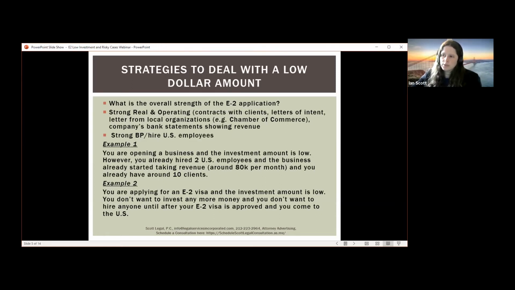So let's look at two examples. In one, you're opening a business and you have a low investment amount, but you've hired 2 employees and you already have revenue, 80,000 per month, and you've already signed clients. Let's contrast this with you applying for an E-2 visa with a low investment amount. You don't have any more money to invest. You want to wait to hire until after your E-2 is approved and you come to the US. So obviously the first example here is much stronger.